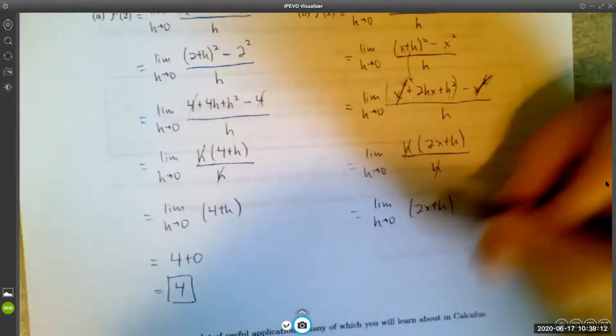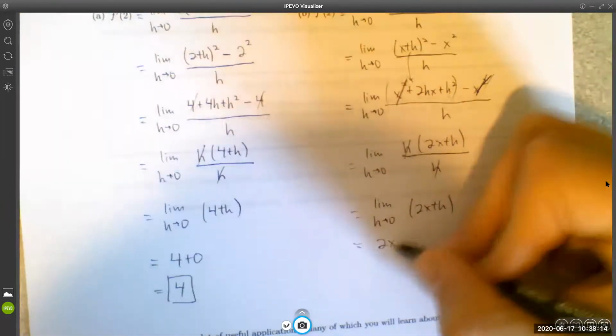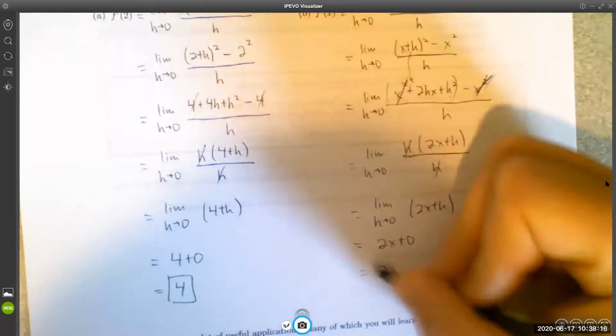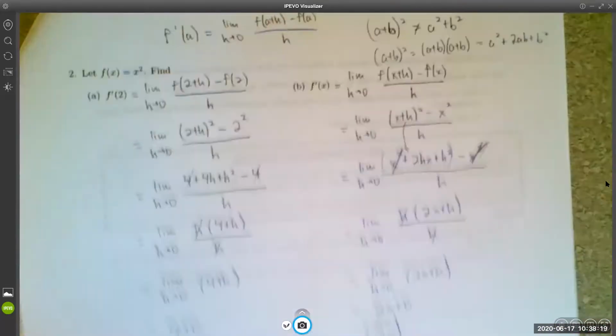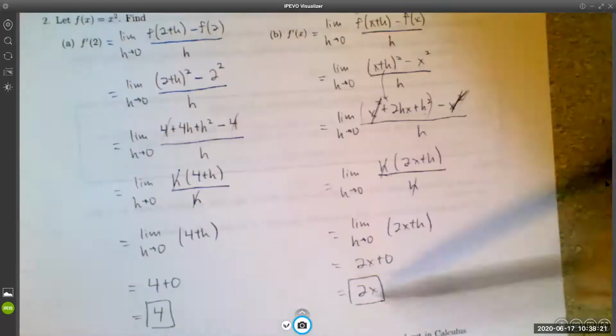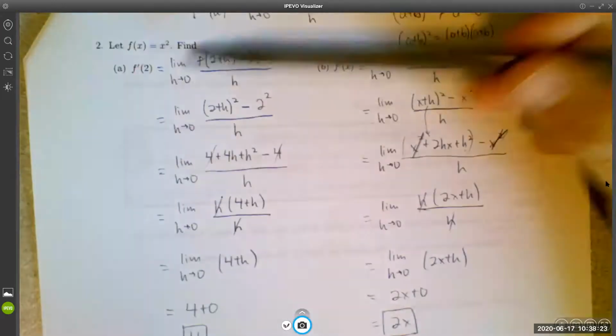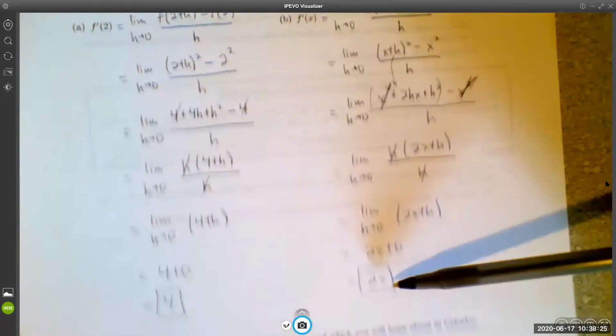Now I can plug in 0. I get 2x plus 0, which of course just equals 2x. All right, so in general, f prime of x is just going to be 2x. So if f of x is x squared, then f prime of x is 2x.